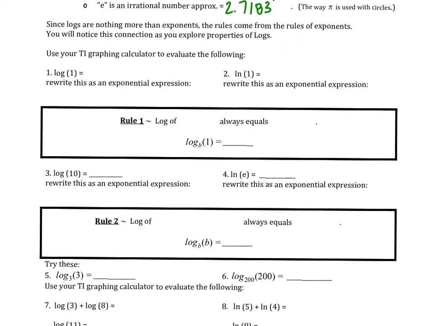Using your TI graphing calculator, evaluate the following. Well, the log of 1 is just 0, and the natural log of 1 is also 0. Write this as an exponential expression. That's saying 10, because that's my base, to the 0 equals 1. E to the 0 equals 1. So when we have this first situation, a log of 1 always will equal 0. Log base b of 1 is always going to be 0.